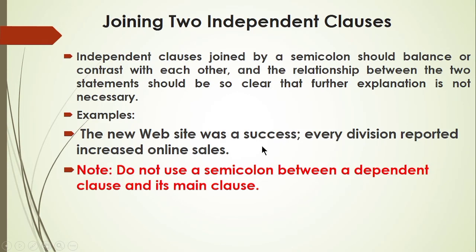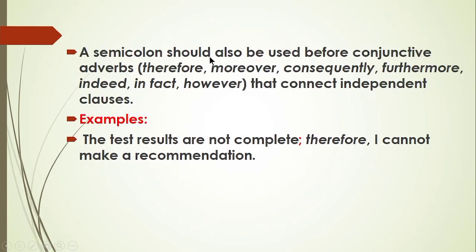That should be remembered. A semicolon should also be used before conjunctive adverbs like therefore, moreover, consequently, furthermore, indeed, in fact, however, that connect independent clauses. So when we use these words in order to connect two independent clauses, we also put a semicolon before these words. For example, the test results are not complete; therefore, I cannot make a recommendation.